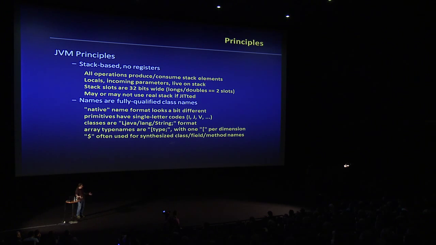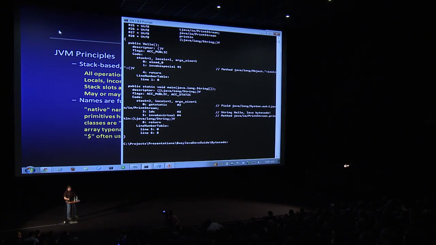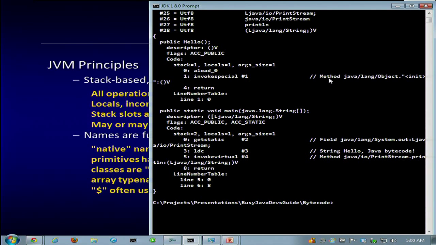Packages are simply a prefix to the class name, and as a matter of fact, the class name is the complete, fully qualified name. You could, if you really wanted to, write Java code without ever using an import, and that would be very similar to what the JVM actually sees. So again, if we go back and look at some of this, here you see invokespecial #1, I'll explain what that means in a second, Method java/lang/Object."<init>". Okay? The JVM always thinks in fully qualified terms, and it prefers that slash-like notation to the dot-like notation.